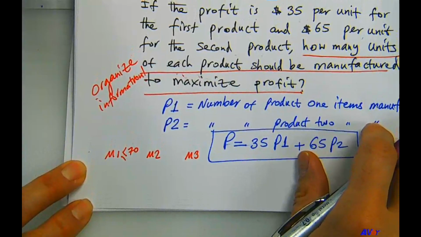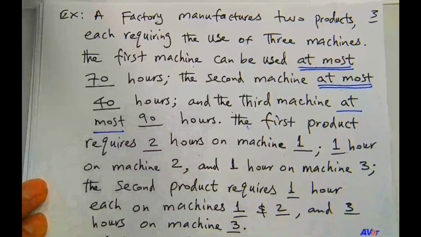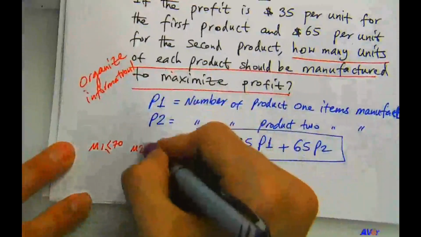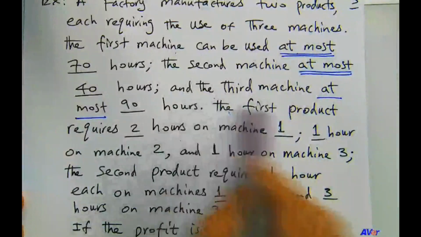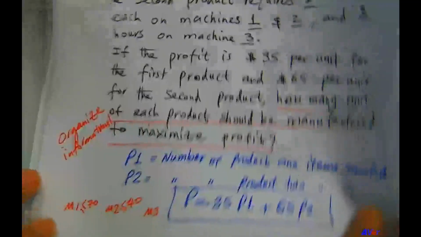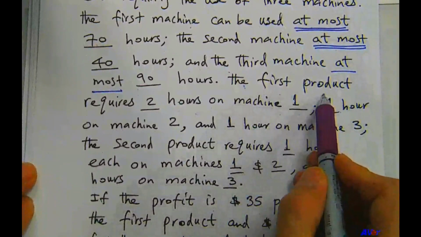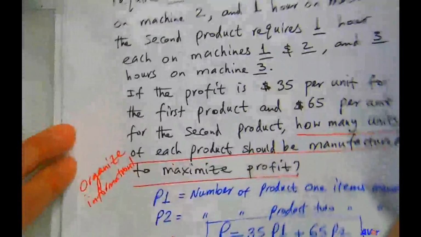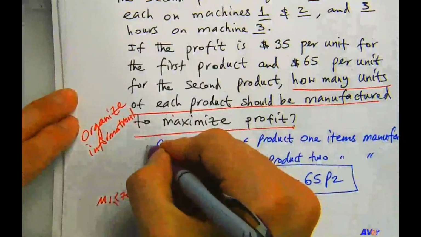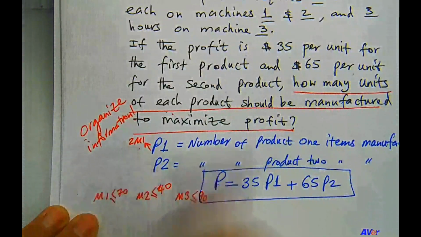The second machine, it says the second machine at most 40 hours, okay? So M2 less than or equal to 40. And the third machine at most 90 hours. Well, M3 less than or equal to 90. Okay, then it says the first product, that's P1, requires 2 hours on machine 1. Let's attach that information to our variable. So 2 M1, right? 2 hours on M1.